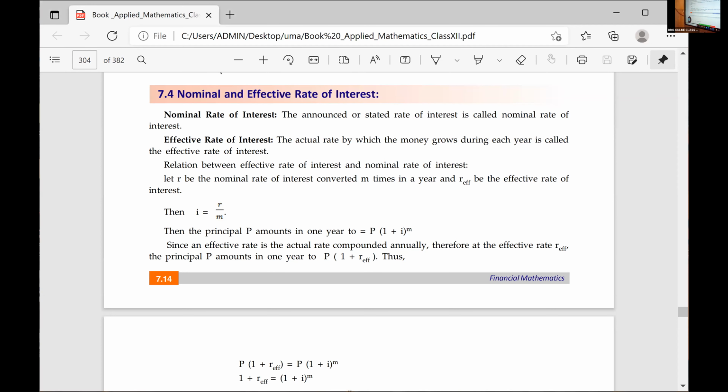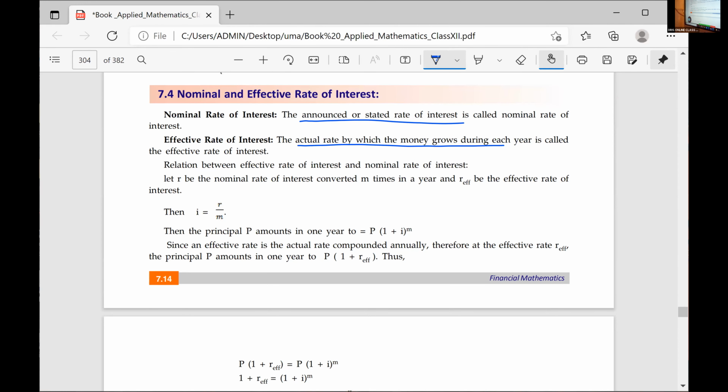What is nominal rate of interest? It is the announced or stated rate of interest. It is also called the nominal rate of interest. What about effective rate of interest? It is the actual rate by which the money is growing.